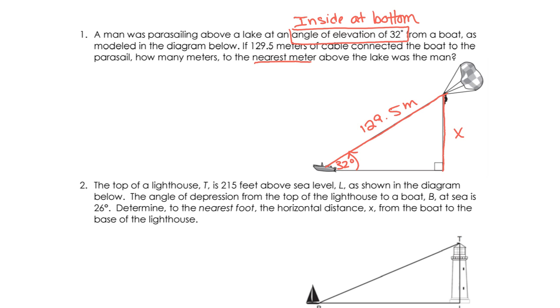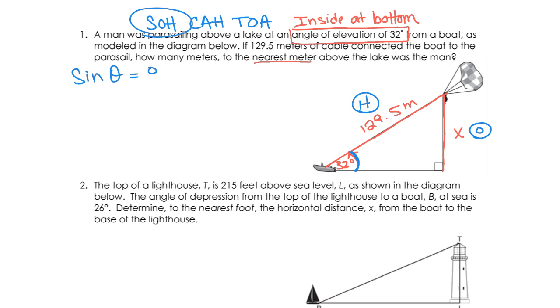We are reading from the 32-degree angle. X becomes our opposite. 129.5 is our hypotenuse because it's across from the right angle. Some old horse caught another horse, taking oats away. O and H uses the sine trig function. So sine theta equals O over H is our formula. Keep sine. Our angle, theta, is 32 degrees. Opposite is X. Hypotenuse is 129.5.